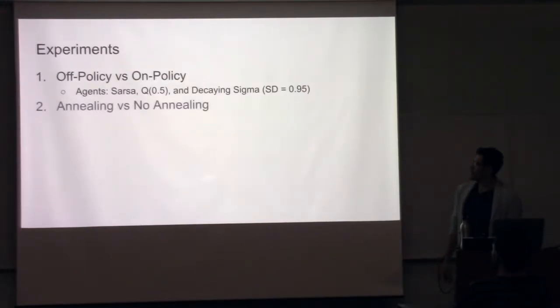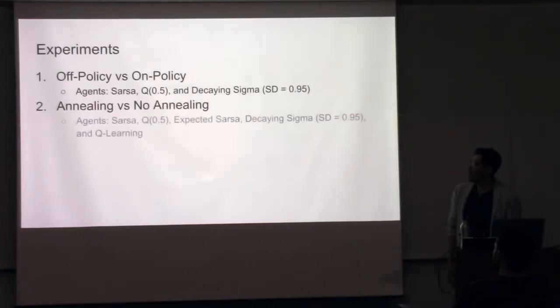The next experiment that I'm going to try is testing annealing epsilon versus non-annealing epsilon. I'm going to do that for a Sarsa agent, a Q sigma 0.5 agent, an expected Sarsa agent, a decaying sigma agent, and a Q learning agent.